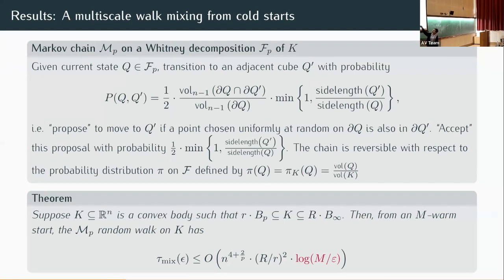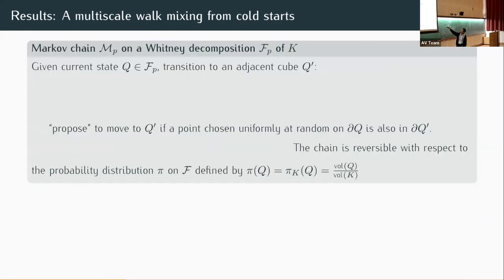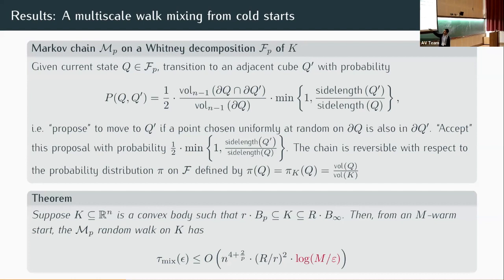Because these Markov chains can now be parameterized with the LP distance, which distance I'm using to define the Whitney decomposition. Remember that when I was defining this, I could use any LP distance I want. And so for each of those, the chain is similar, and for each of those chains, I have a mixing time bound like this.